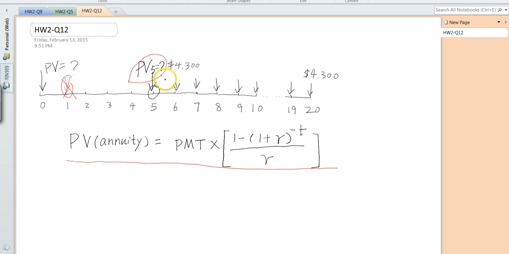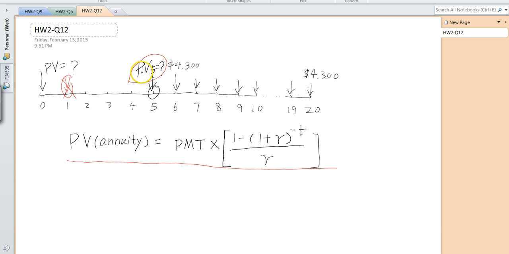So that means if you give me two options, option 1, you give me this present value in terms of year 5. That's option 1. And option 2, you give me $4,300 every year starting from year 6 and continue that until year 20. Basically, I'm indifferent between these two options. So that's what present value means.